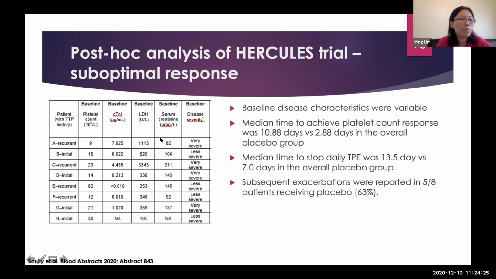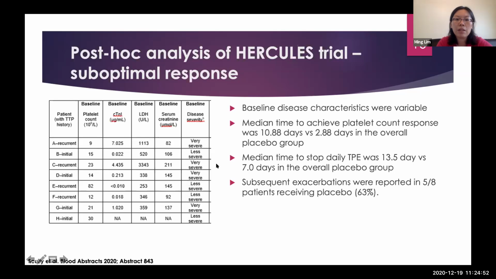If you look at this table here, this shows the baseline characteristics of the 8 patients. You can see that they all have variable baseline characteristics. Some of them had normal troponin, some had elevated troponin. Some of the platelet counts were less than 10, and there was one at 82. And again, the serum creatinine was all over the place as well. As such, no one clinical characteristic can predict if someone will have a good or suboptimal response to plasma exchange.